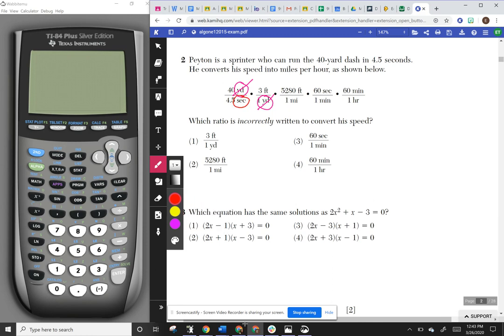So let me go down to seconds here. Do we see a seconds in the top? Yep, we do. So that's correct. Let's go into the 3 feet here. Do we see a feet in the denominator? We don't. We see one here. But let's continue. All right, let's go to this minute down here. Do we have a minute in the numerator now? We do up here.